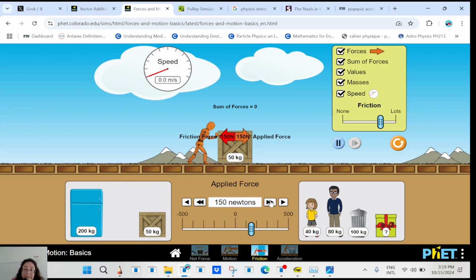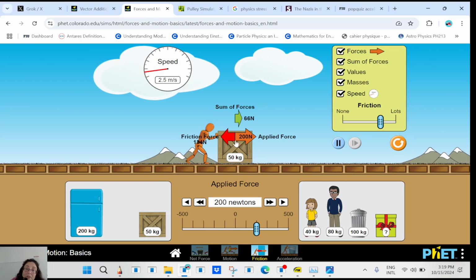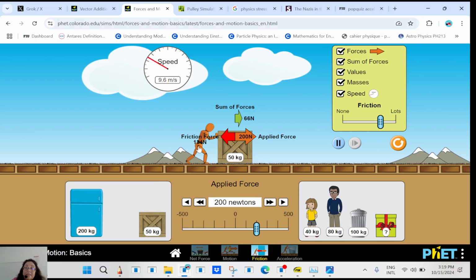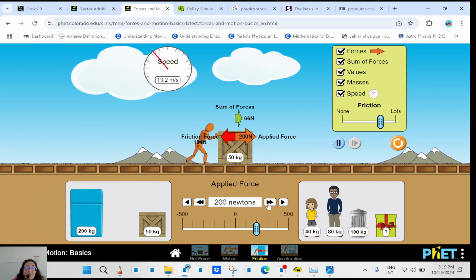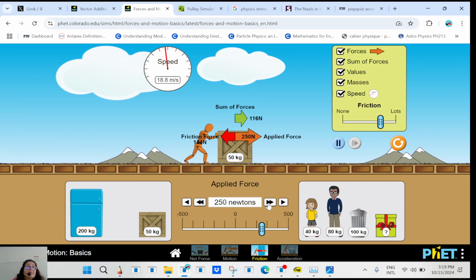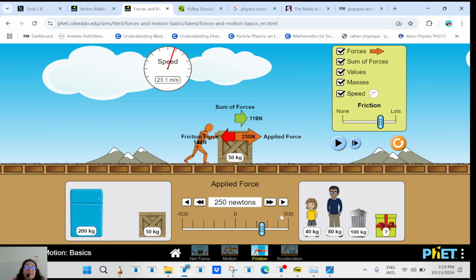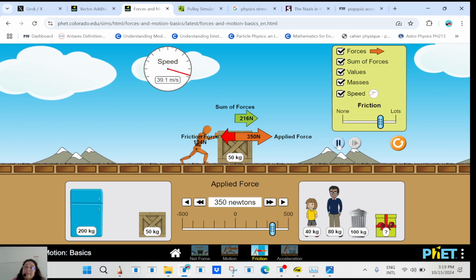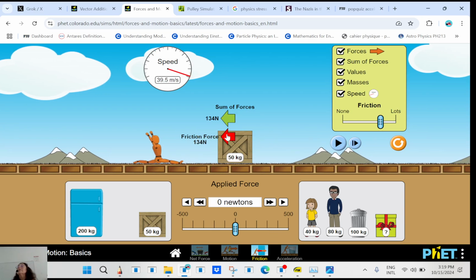So let's keep pushing up, and now it's moving. What type of friction do you have here? Kinetic. Let's see if it increases if I push harder, or does it stay the same? Did you see it moving? Oh, I see. It stays the same. So kinetic friction is always staying the same. Once you reach kinetic friction, it's not going to change. And the net force will be applied minus kinetic.